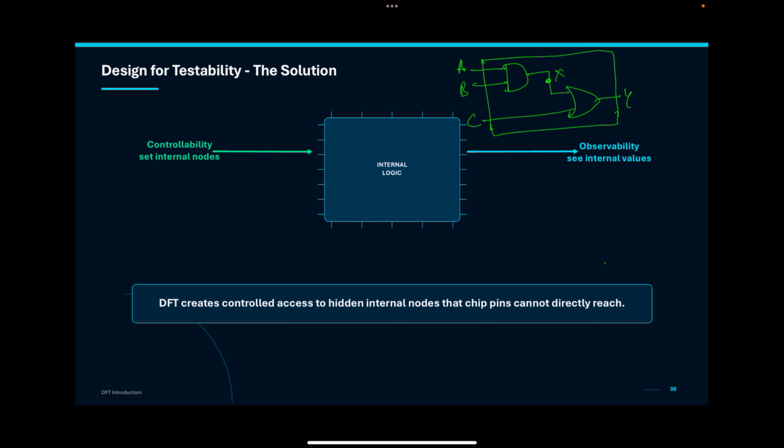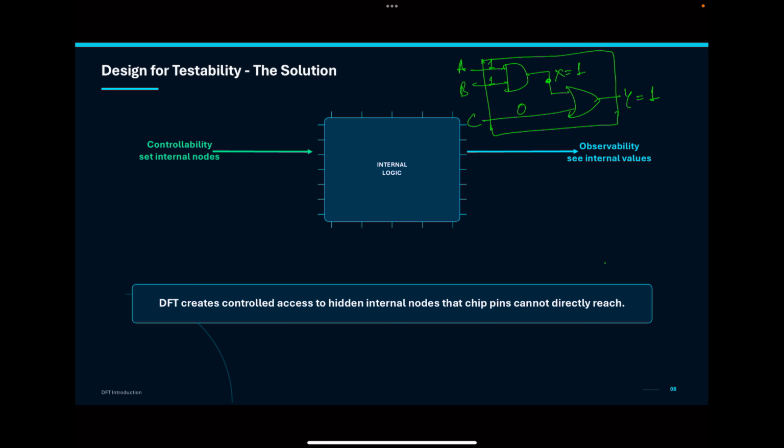Let's take an internal node X here. To have a controllability of 1 on it, I have to make A and B as 1. And to get the observability of this X at Y, I have to make C as 0.